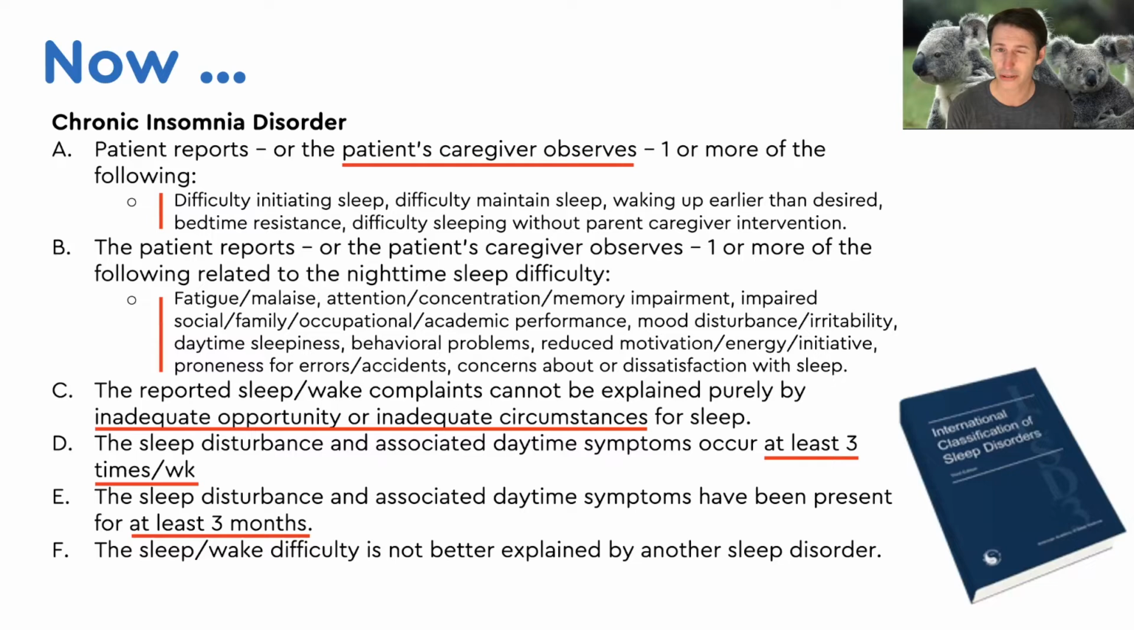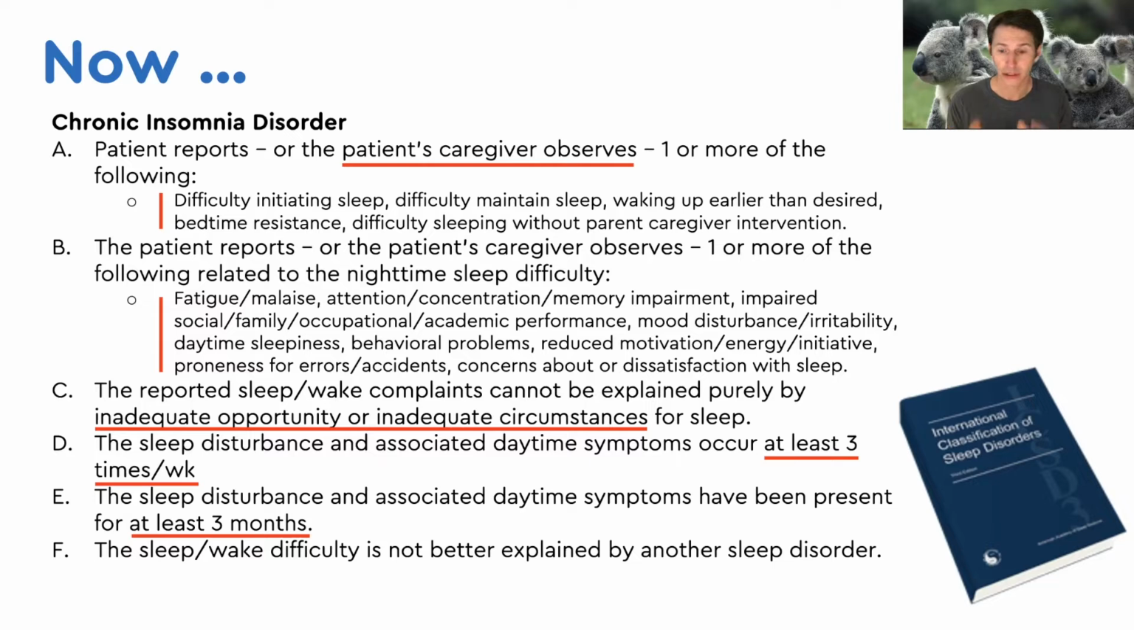Now we have the International Classification of Sleep Disorders, third edition, and what we've seen is almost a lumping of adult and child insomnia disorder into one category, chronic insomnia disorder. We're looking at the patient or caregiver who observes these types of symptoms. For criterion A, there is some sort of nighttime sleeping difficulty. For criterion B, there is an associated daytime impairment. For C, the sleep problem is not best explained by inadequate opportunity or inadequate circumstances.